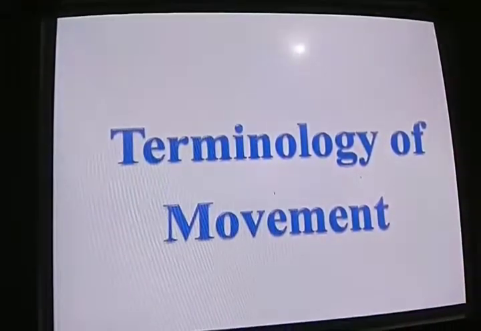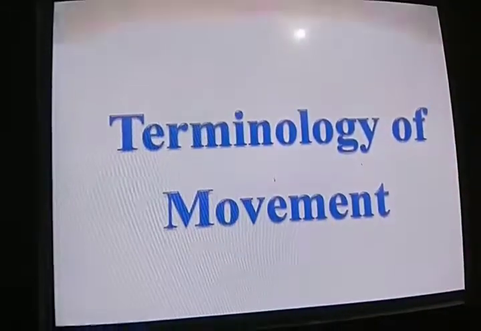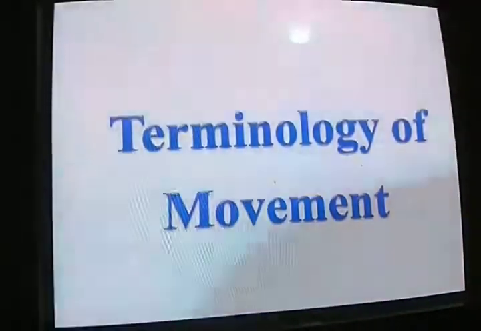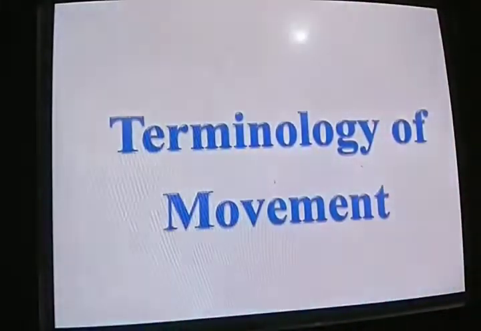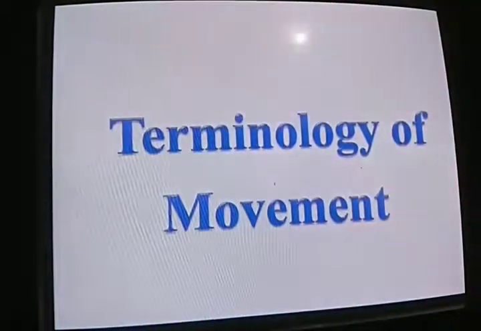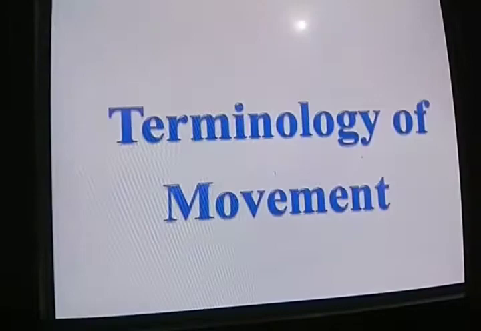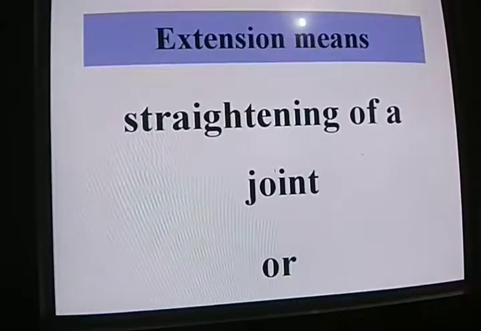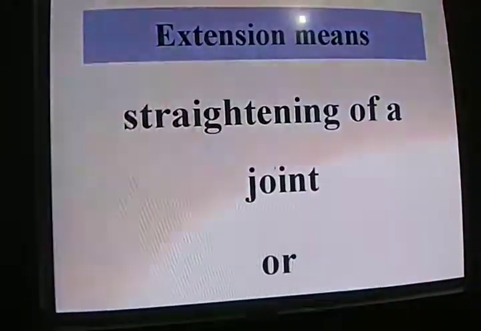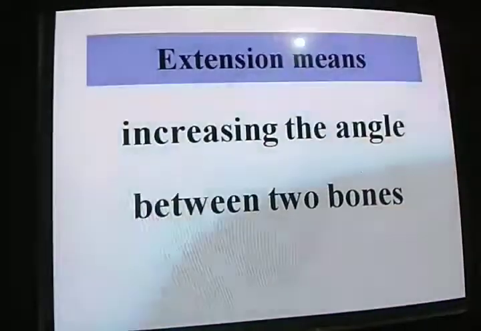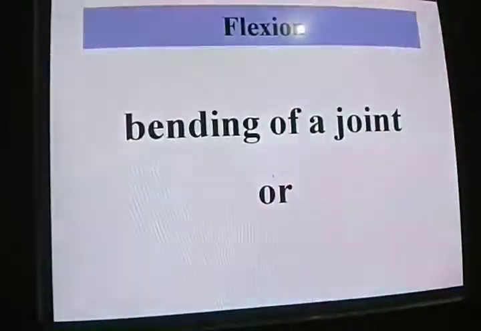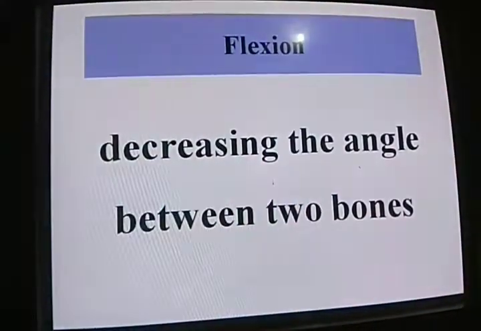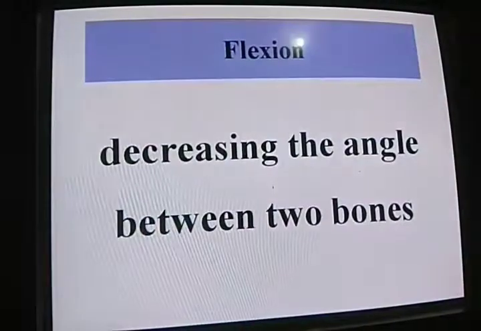The terminology of the movement. Some terminology is used to describe the movement of the joint, for example, flexion, extension, adduction, abduction, medial rotation, lateral rotation, circumduction. So, at first, the definitions of these terms. First, extension. Extension means straightening of a joint or increasing the angle between two bones. Flexion means bending of a joint and decreasing the angle between two bones.